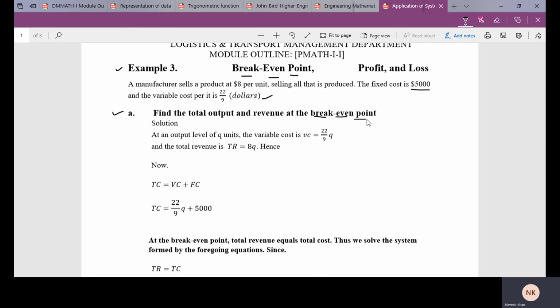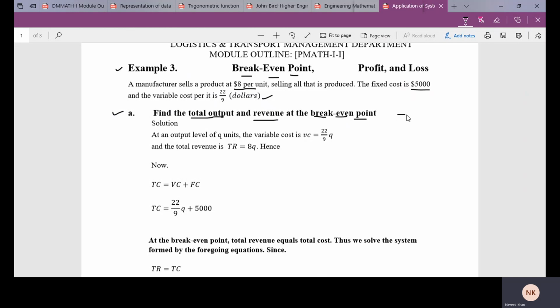At the break even point, we need to find out the total output. How many units do we have? And the second thing is we need to find out the total revenue. So these two are very important. We need to find first the total output and then we will find the total revenue. Now, in the question, the manufacturer sells a product at $8 per unit.